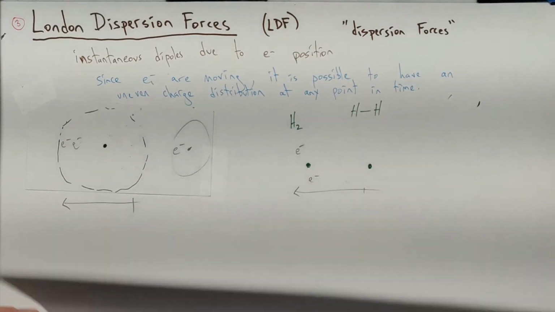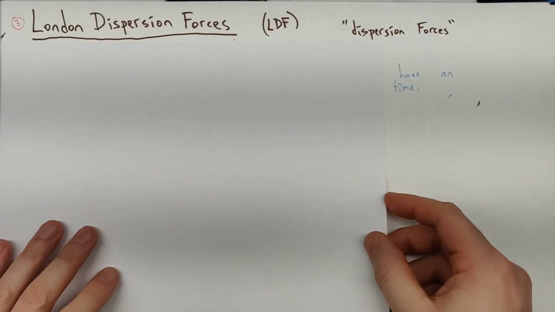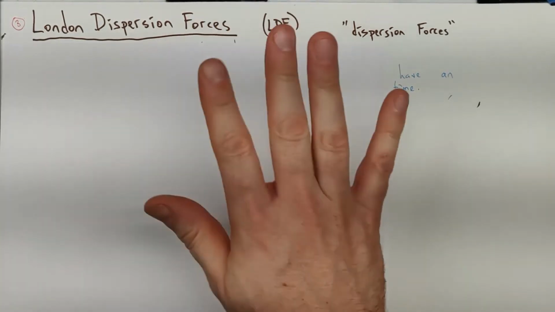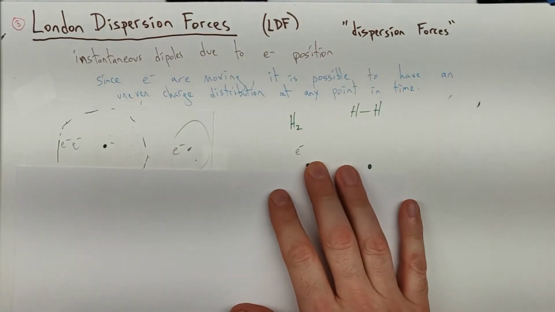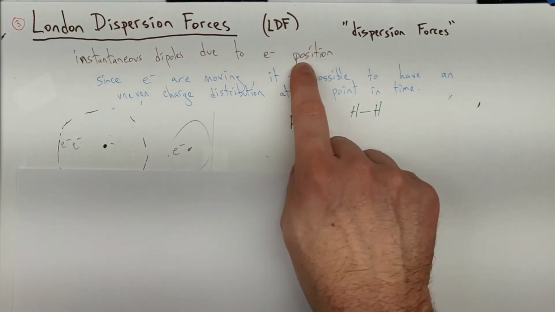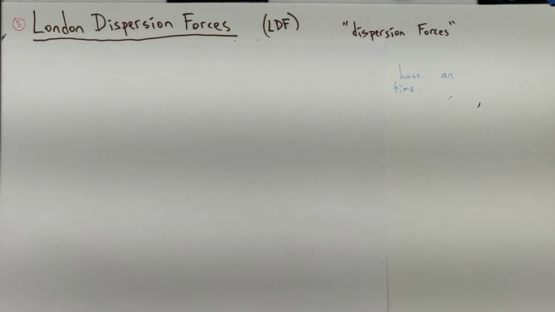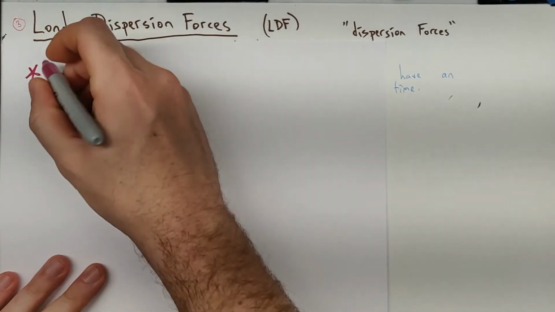Unsurprisingly, I have a lot to say about London dispersion forces, and I'm going to need more space than I have right there, but I do want our same column heading. The first of which is, as we're looking at London dispersion forces, these are due to electron position, so any species with electrons will have London dispersion forces, and that's something pretty important. Any species.